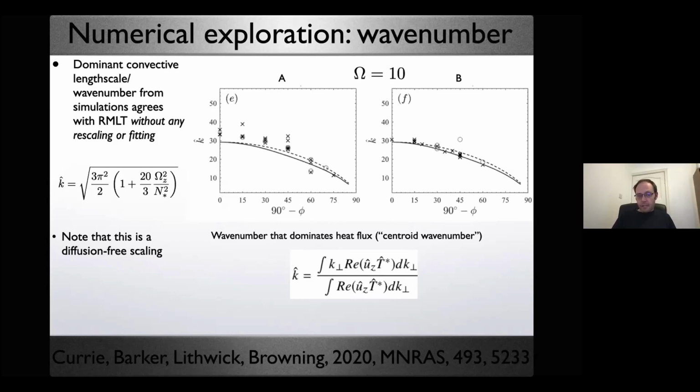So, well, there's indirectly a fitting parameter because the n star, which is the temperature gradient, is determined through the single fitting parameter I mentioned previously. But there's no additional fitting parameter in determining this. This is actually a prediction that determines the wave number that dominates the heat transport. And it does match the simulations very well. And this is a diffusion-free scaling, so it doesn't depend on diffusion.